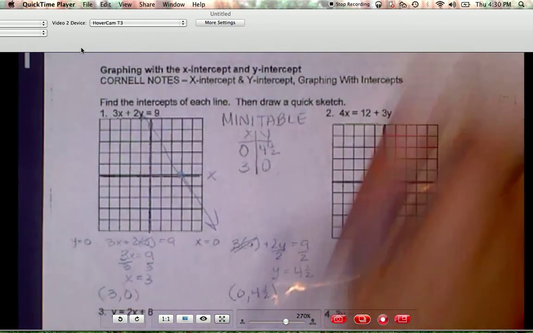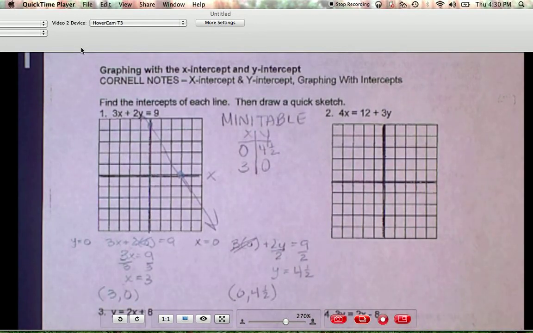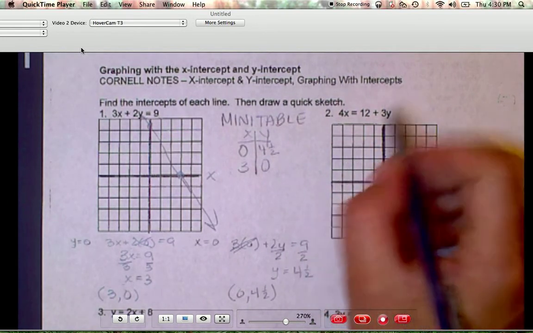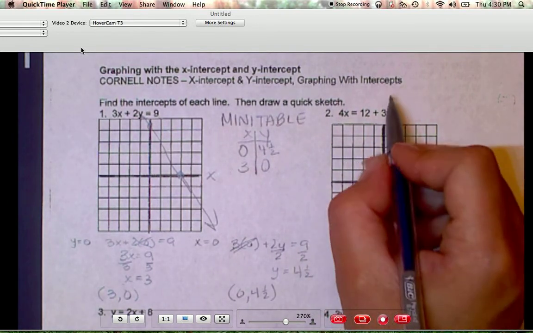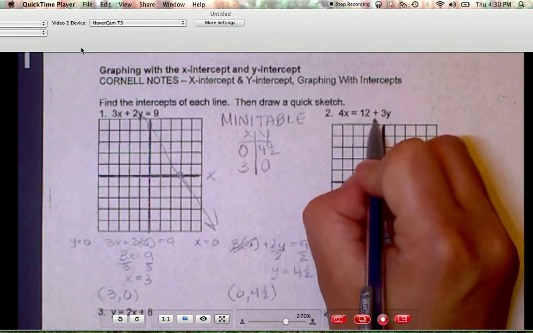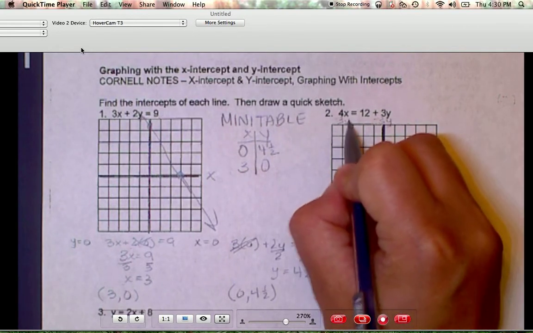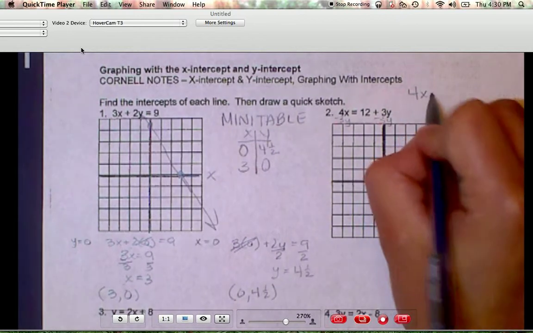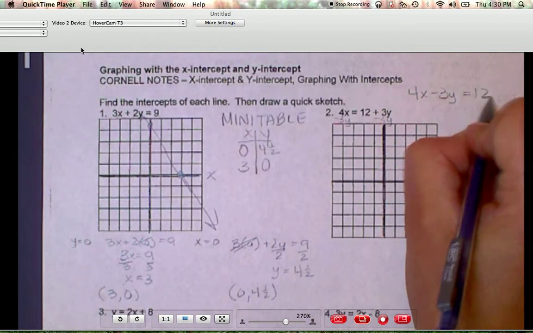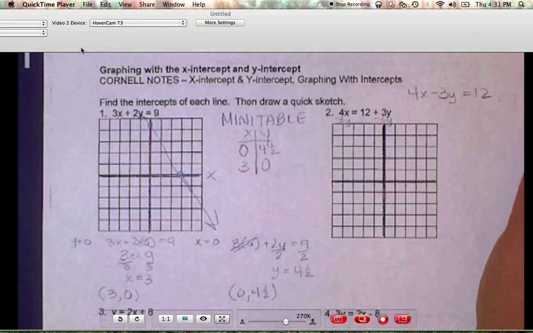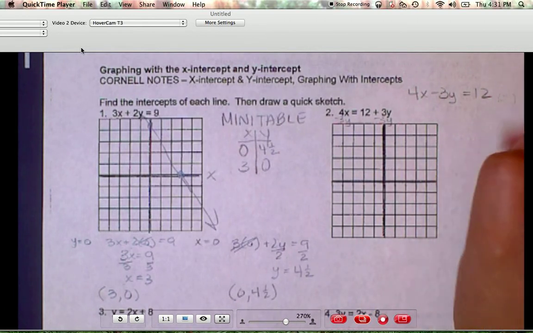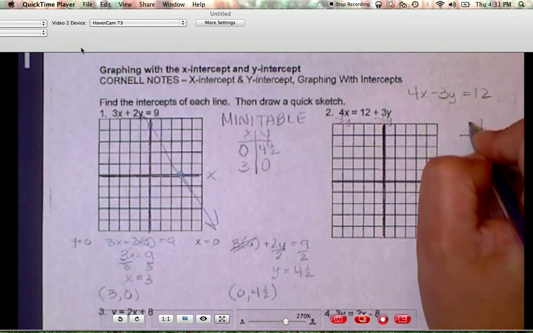So let's try number 2. Now you can see in number 2 it's not in standard form. So we want to get this in standard form first. And what's in the wrong place is this 3y. So we're going to subtract 3y from both sides. And we get 4x minus 3y equals 12. Right? So standard form is your first step. Once it's in standard form, just make your mini table.